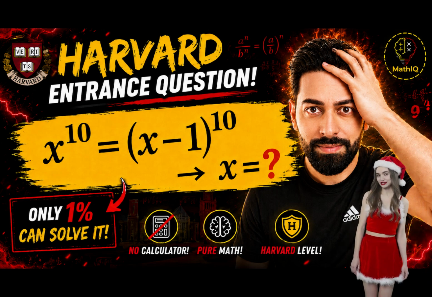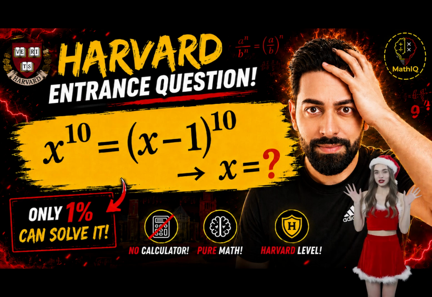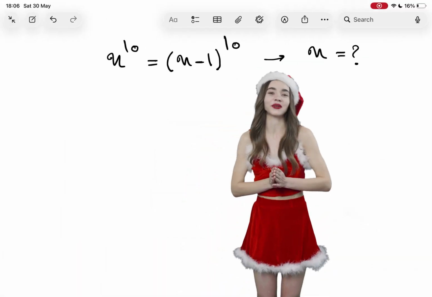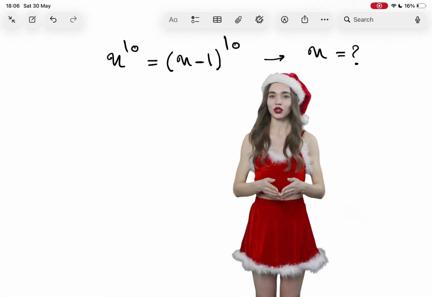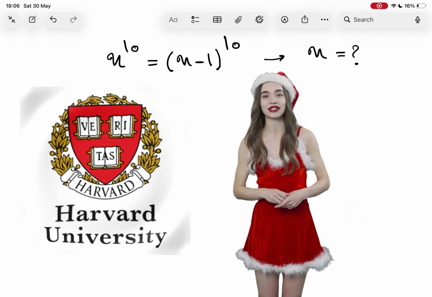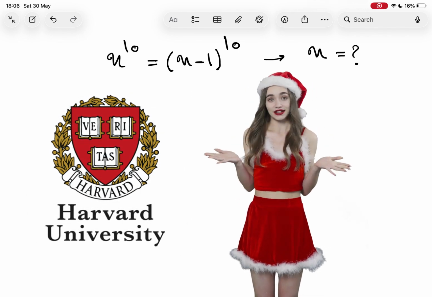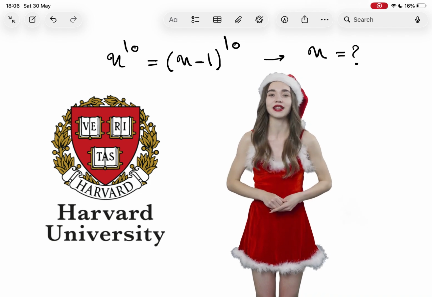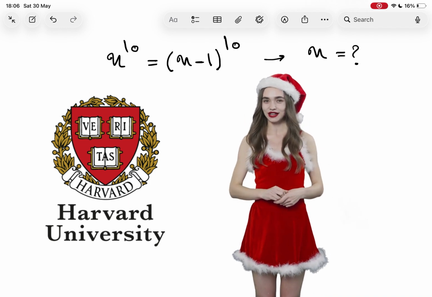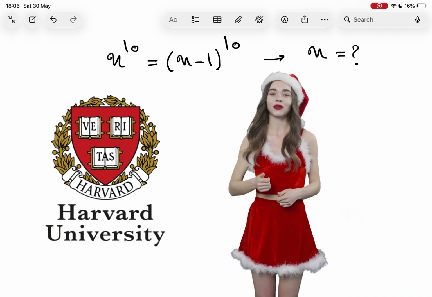Most people will look at this equation and think it is extremely difficult. But stay with me until the end, because I will show you a very simple trick that makes this Harvard entrance-style math problem much easier than it looks. And along the way, you will learn an important math idea that can help you solve many similar problems.